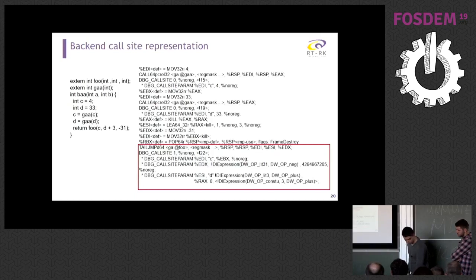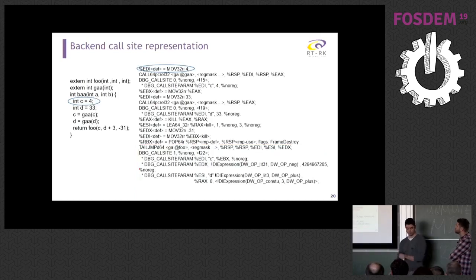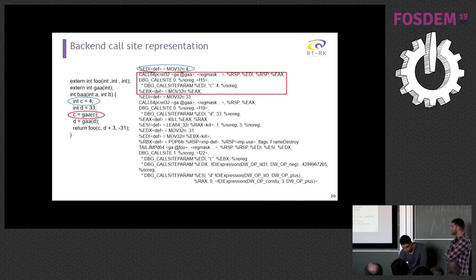And here we can follow the behavior of variable C, and we can see that it is indeed forwarded as the first argument of function foo. Its first value is value 4. After this function call, it is returned as EAX and moved to the EBX register, and later it is forwarded as a function call argument through EDI.